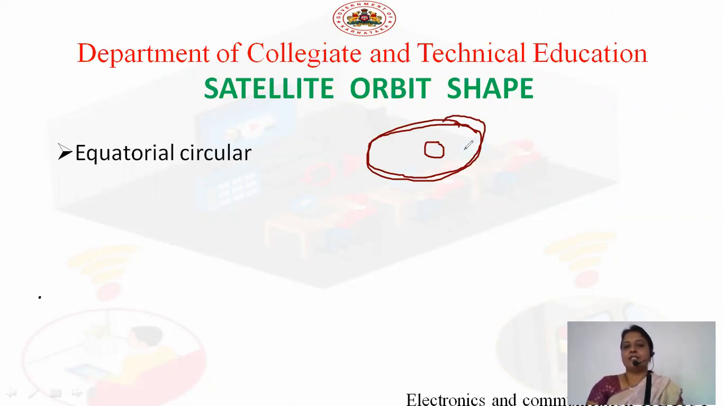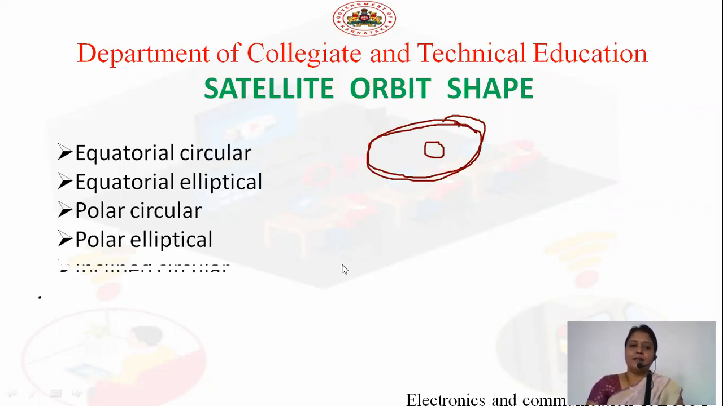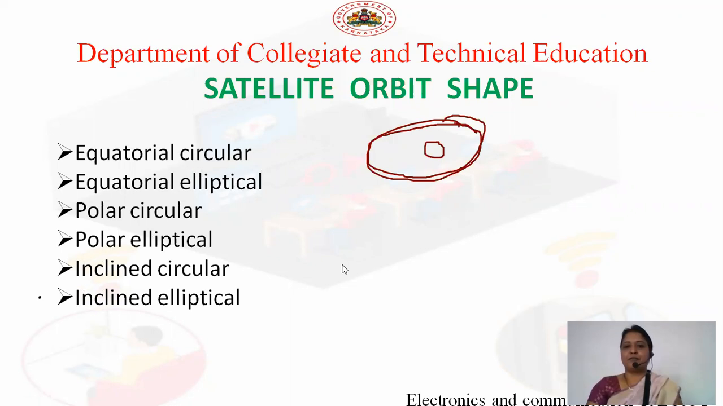Now we have different shapes of orbit for the satellite. Here are the equatorial circular and the equatorial elliptical. Next, the polar circular and the polar elliptical, and the inclined circular and the inclined elliptical. These are the different shapes of the orbits.